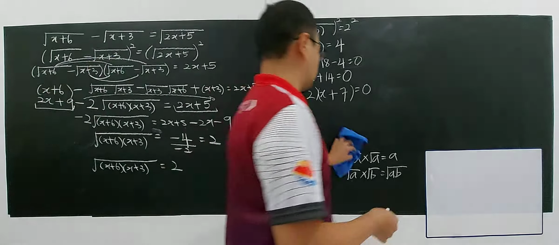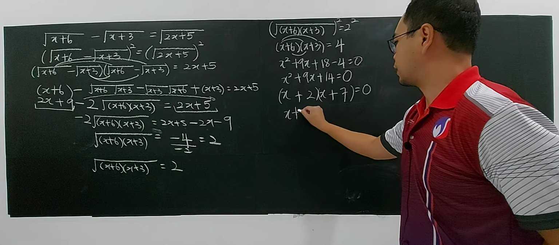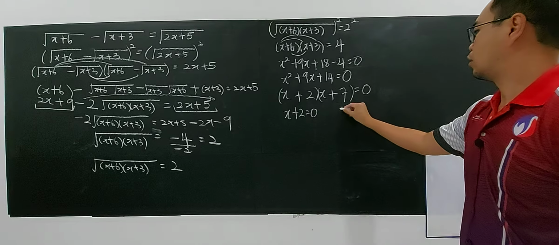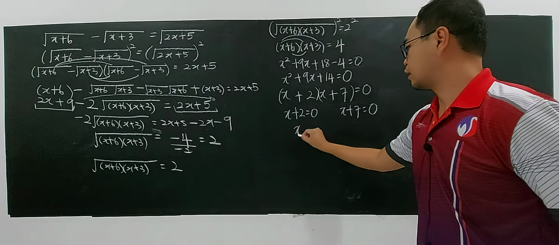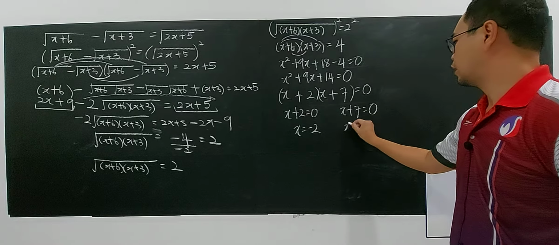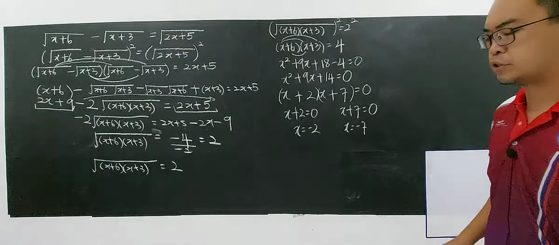You find the value of x. So the value of x: you have x plus 2 equals 0, or x plus 7 equals 0. Then you have x equals negative 2 and x equals negative 7. So you have two solutions.